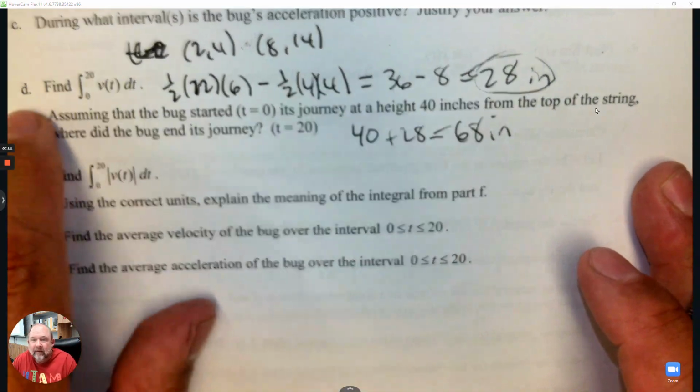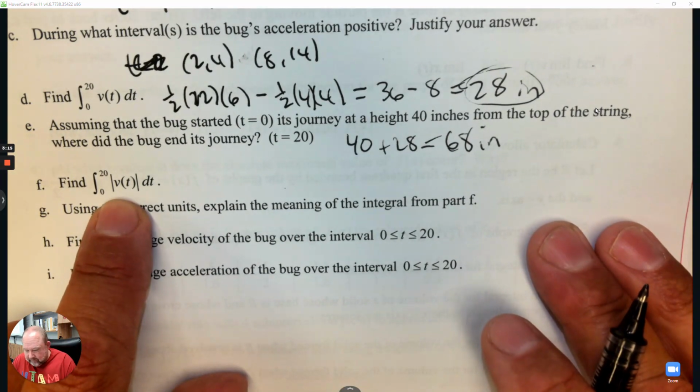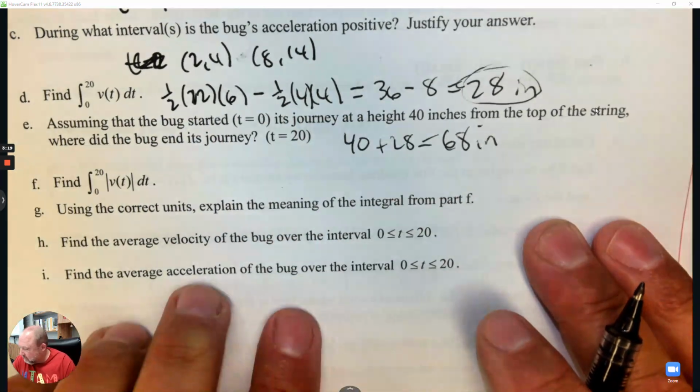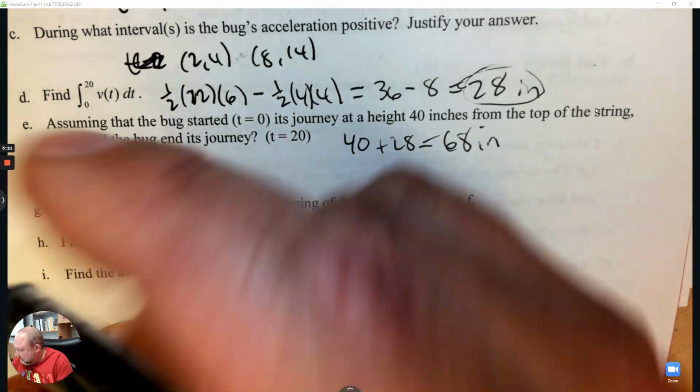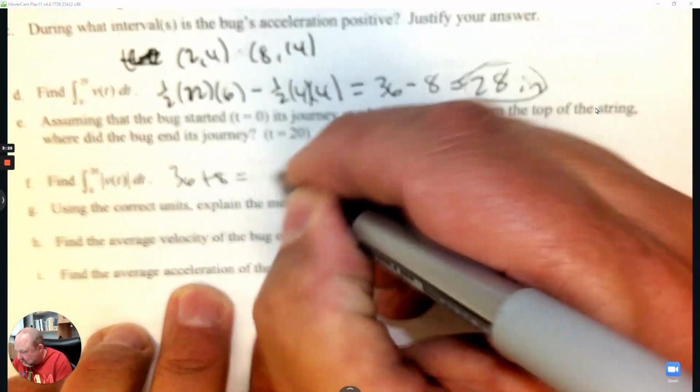This means all the areas are positive. So instead of subtracting, everything becomes positive. So it's 36 plus 8. That's 44.